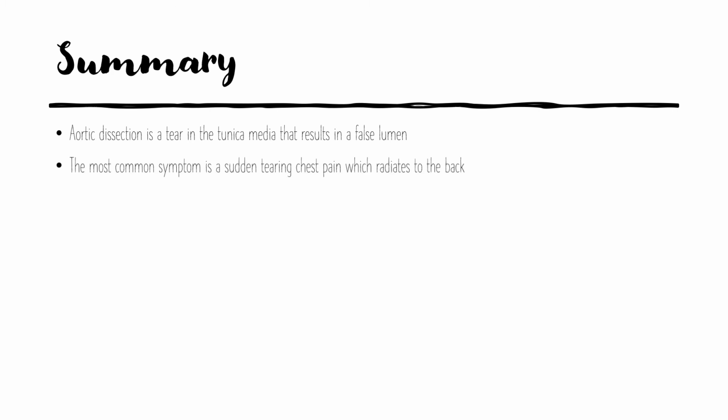That's really quick, so here's the summary. An aortic dissection is a tear in the tunica media of the aorta that results in a false lumen being created. The most common symptom of an aortic dissection is a sudden tearing chest pain that spreads to the back. The risk factors for an aortic dissection include high blood pressure, connective tissue disorders like Marfan's and EDS, congenital heart defects, smoking, and drug use.